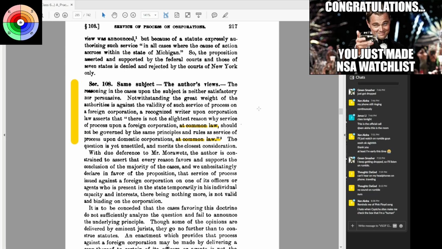Skipping down to section 108. Same subject, author's view. The reasoning in the case upon the subject is neither satisfactory nor persuasive, notwithstanding the great weight of the authorities is against the validity of such service of process on a foreign corporation. A recognized writer upon corporation law asserts that, quote, there is not the slightest reason why service of process upon a foreign corporation at common law should not be governed by the same principles and rules as service of process upon domestic corporations at common law.